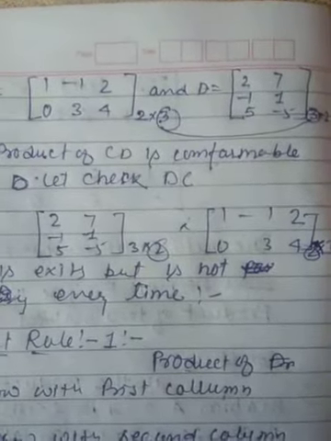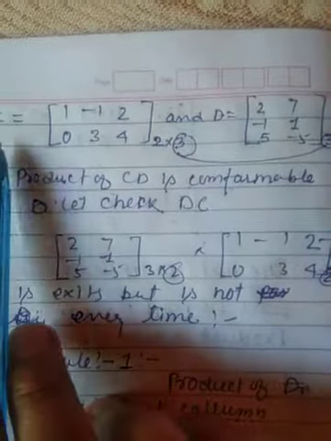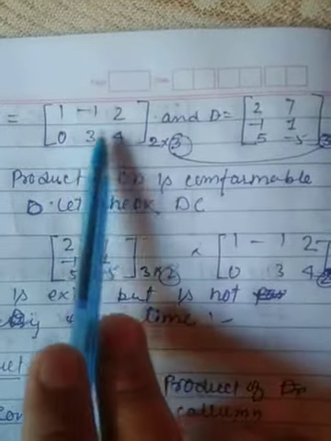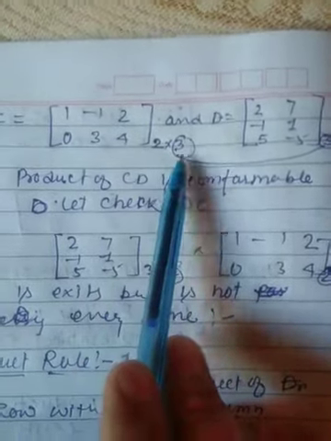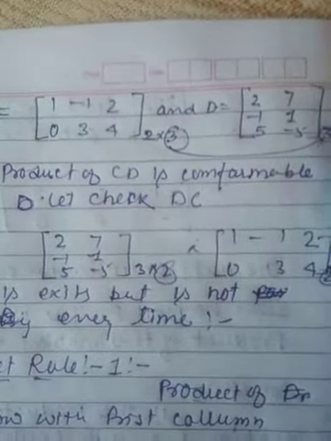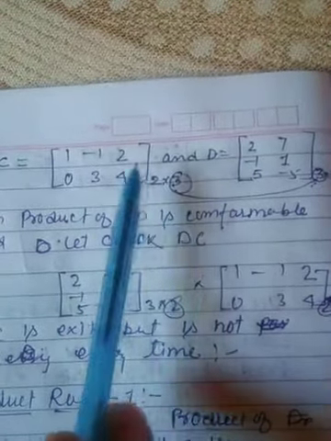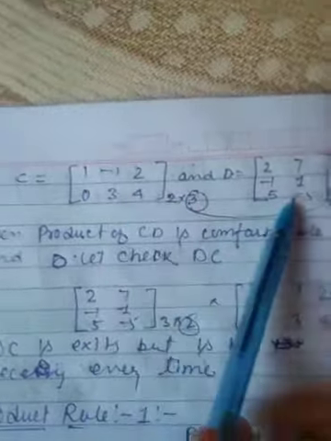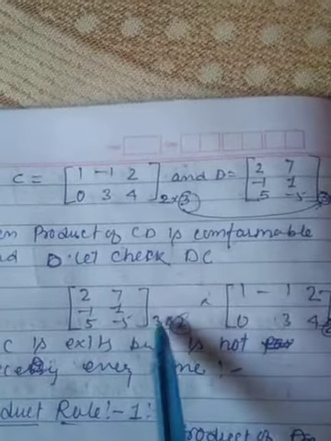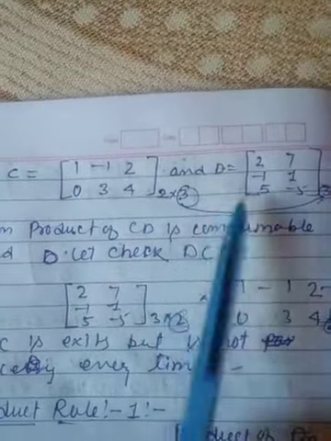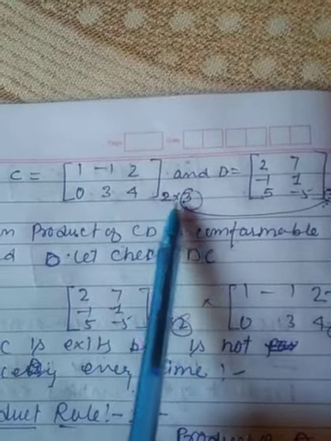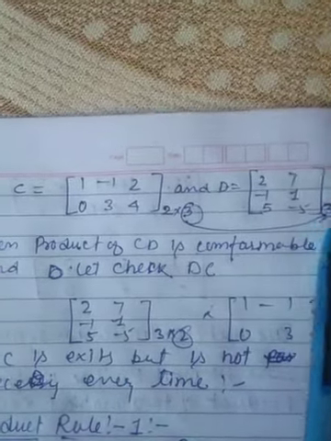Now let us check the existence of the product of two matrices. We have matrices C and D. C is a matrix of order 2 cross 3 and D is a matrix of order 3 cross 2. We have already discussed that first we have to check whether the product of these two matrices exists or not. For that we have 2 cross 3 and 3 cross 2.